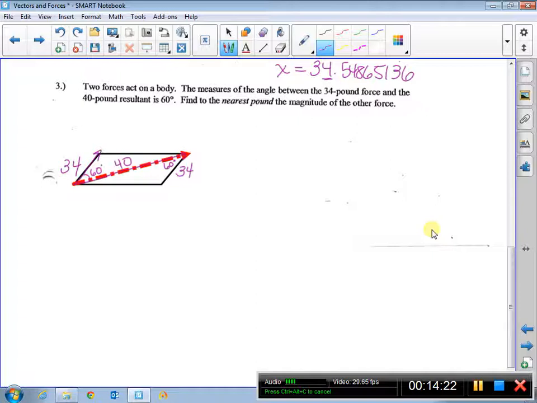And we would know that this opposite side is 34. Find to the nearest pound the magnitude of the other force. So that's going to be this. We'll label X. Let's highlight our triangle. Look at the parts that we have. I need this X side that is across from this angle, but I don't have another cross-cross. So with this side and this angle, and this side, I'm going to use the law of cosines.